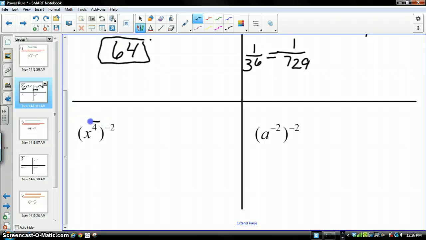Once again, we need to multiply our exponents. So 4 times negative 2 is negative 8. Once again, we don't like negative exponents, so it's in the top, so we need to put it in the bottom, put it in the denominator, so we get 1 over x to the 8th.